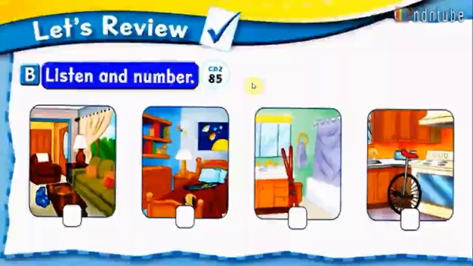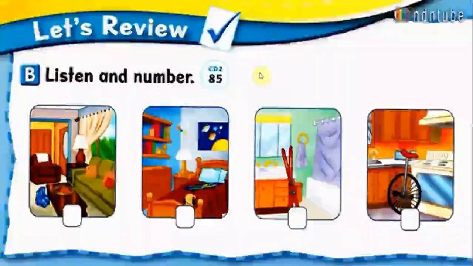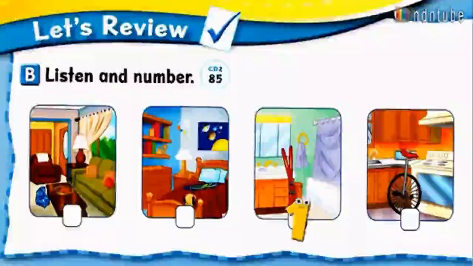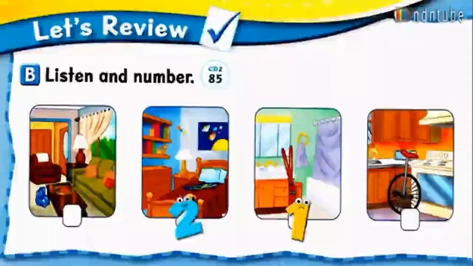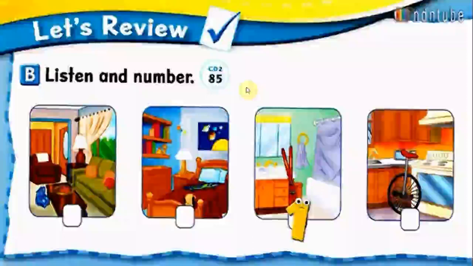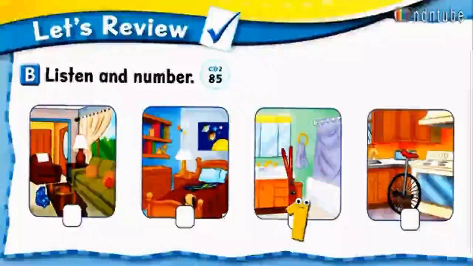Number 1. The skis were in the bathroom. Where is the bathroom? Which picture? Number 2. The skateboard was in the bedroom. In the bedroom. Where is the picture of the bedroom?